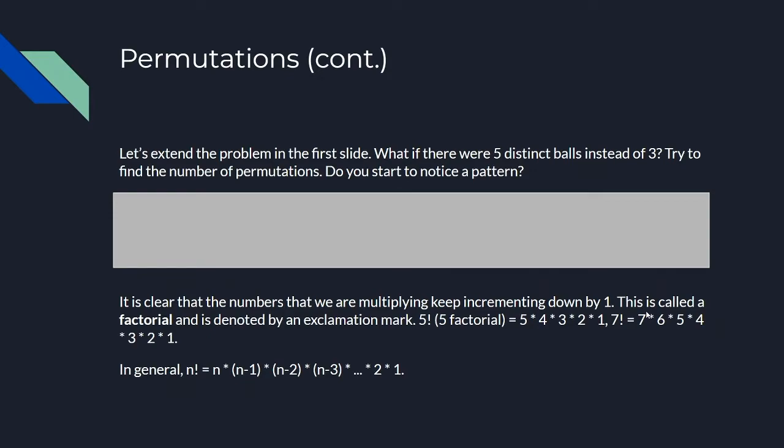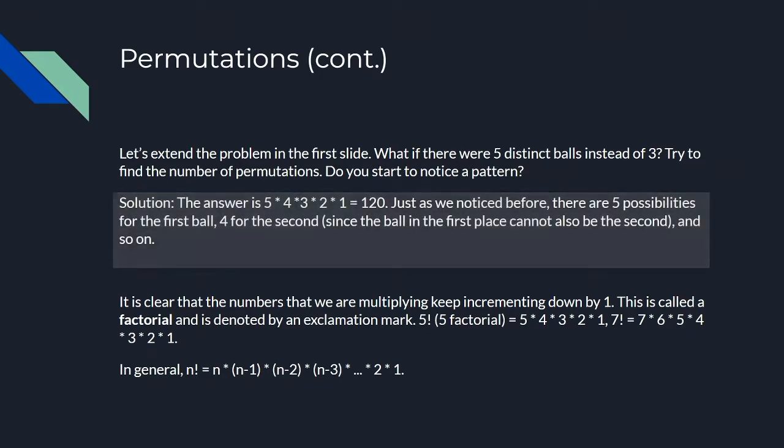If there's 5 distinct balls instead of 3, try to find the number of permutations. Do you start to notice some sort of pattern? I'll give you 5 seconds. So I think this is probably similar to what we've done before. The answer is just 5 times 4 times 3 times 2 times 1, which is 120. There's 5 possibilities for the first ball, 4 for the second, and so on.